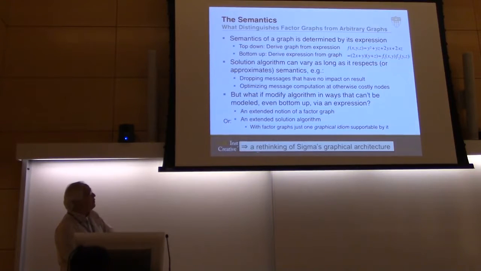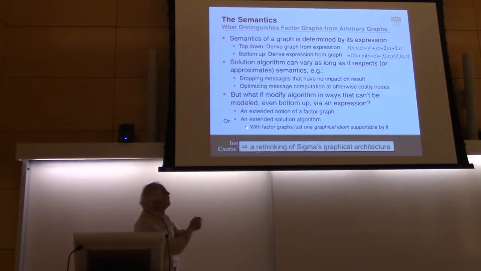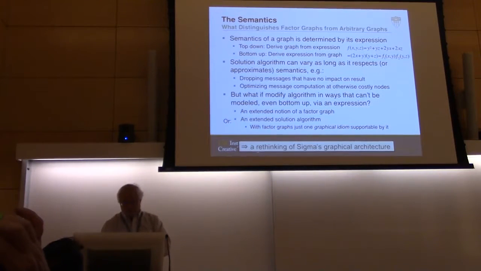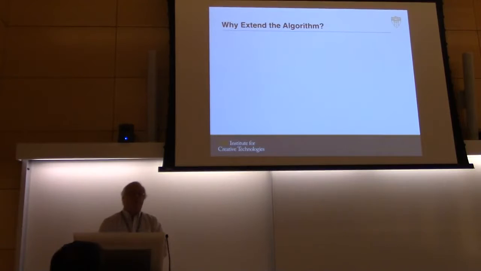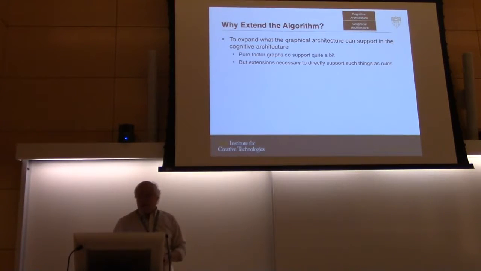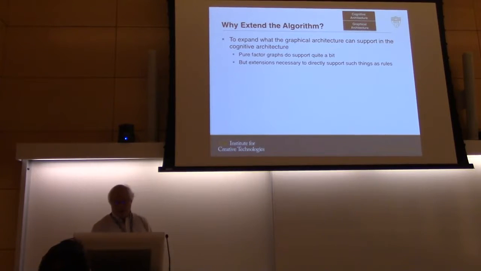So this is what's leading to a rethinking of Sigma's graphical architecture, essentially from the notion of an extended factor graph to an extended solution algorithm. So why extend the algorithm? Well, there are good reasons to. We expand it in order to expand essentially the breadth of the cognitive architecture. Now, graphical models by themselves yield lots and lots of relevant behavior. It turns out they don't yield all that I think at least needs to be there in the cognitive architecture. So the judgment was we needed to expand beyond it in certain ways in order to get some of the kinds of behaviors that we wanted out of the cognitive architecture.